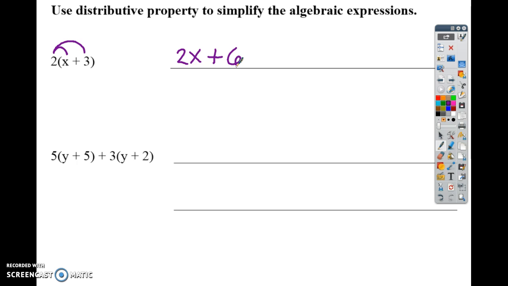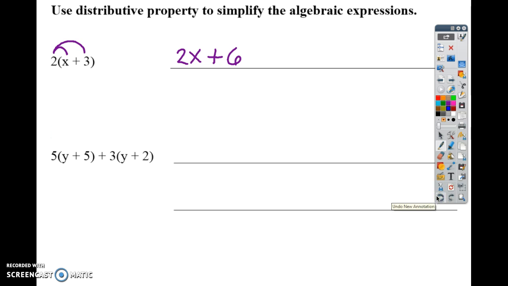Can I combine the 2x and the 6? Why not? They're not the same. One of them has a variable x, and the other one does not have a variable x. So we are done. That is it. Let's work the next problem. Problem number 2.